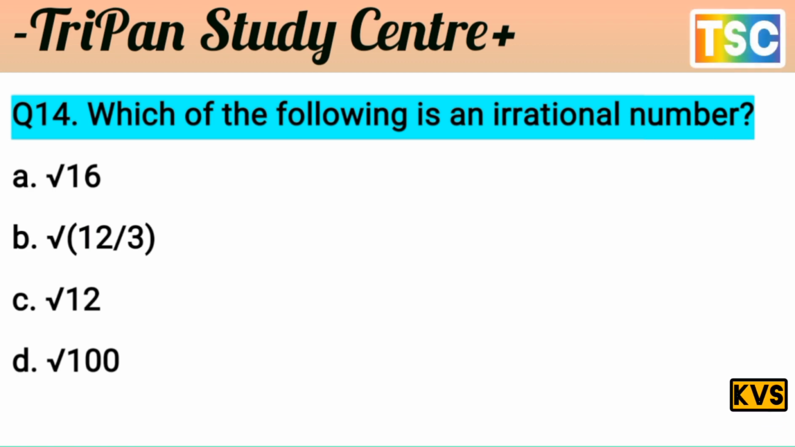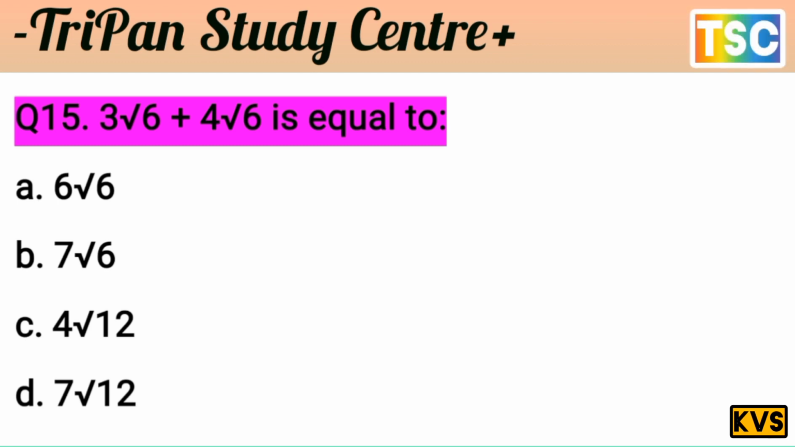Let's see the next question. The question is: 3 square root of 6 plus 4 square root of 6 is equal to. The options are: A, 6 square root of 6; B, 7 square root of 6; C, 4 square root of 12; D, 7 square root of 12. That's important, but first of all, check your knowledge.